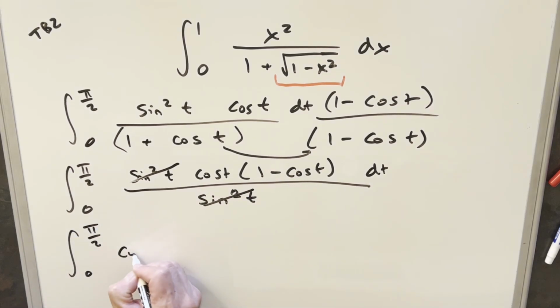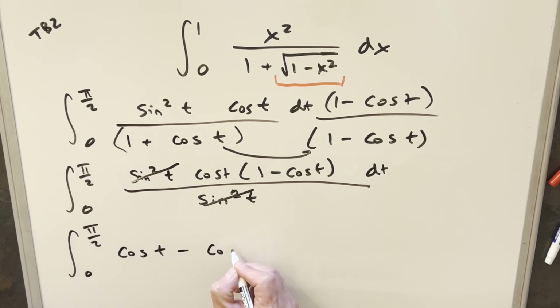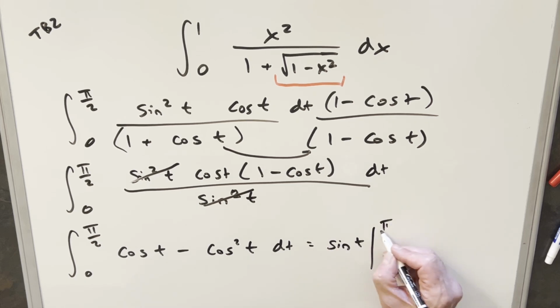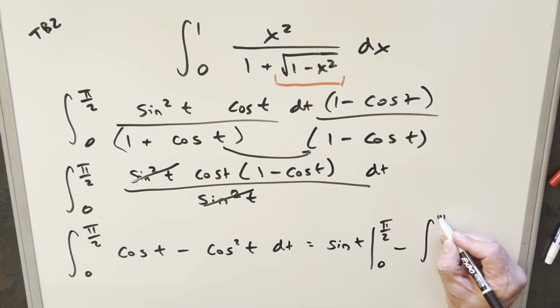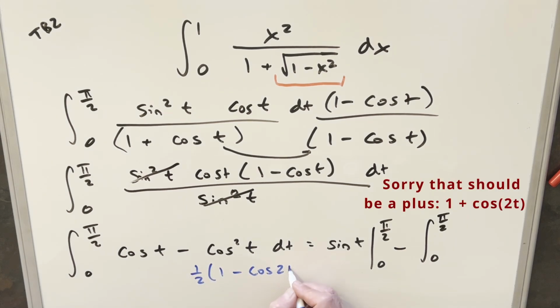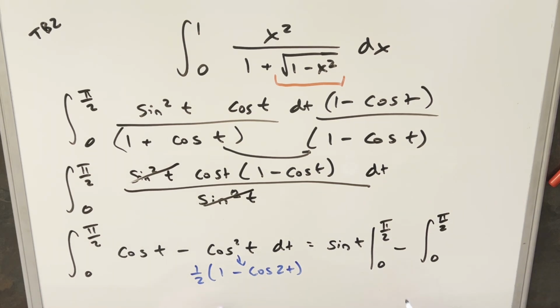We're going to have just cosine of t minus cosine squared t. Cosine t I can just integrate, so we'll integrate this one to sine of t evaluated from 0 to pi over 2. And on cosine squared, I'm going to want to use an identity. For the power reduction, the formula is 1/2 times 1 minus cosine 2t. That's the same thing as our cosine squared. So when I write this in over here, I'll take the 1/2 out front as a constant, and we're just integrating 1 minus cosine of 2t dt.